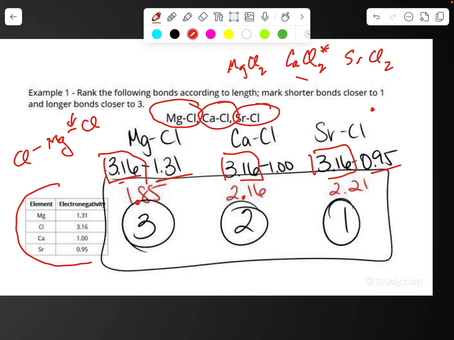So when we look at these, if we were ranking them into short, long, ionic, and most ionic, we would show that the strontium chloride is the most ionic, shortly followed by the calcium chloride. And then the magnesium chloride would be considered polar covalent because its difference is only 1.85. If we were talking about how close or long these bonds are, then the longest would be a larger number. So 3, 2, 1 would be the ranking.